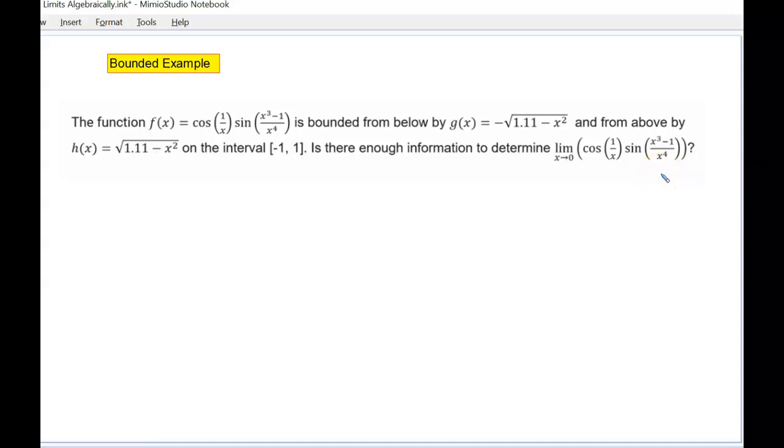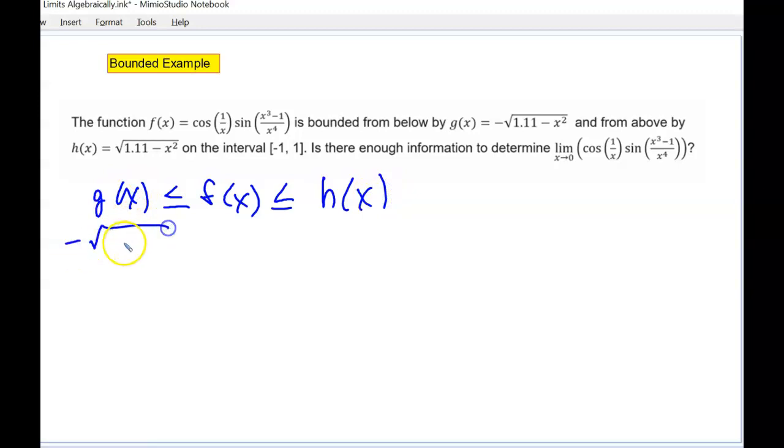So basically we have g of x is less than or equal to f of x is less than or equal to h of x. Well, g of x is the function negative root 1.11 minus x squared. But I'm not going to rewrite the trig one, I'm just going to write it as f of x. And this has to be less than or equal to the square root of 1.11 minus x squared.